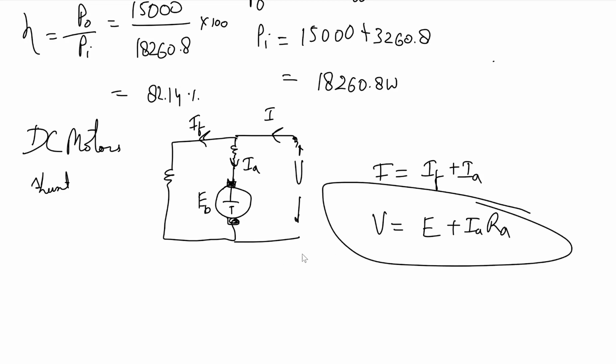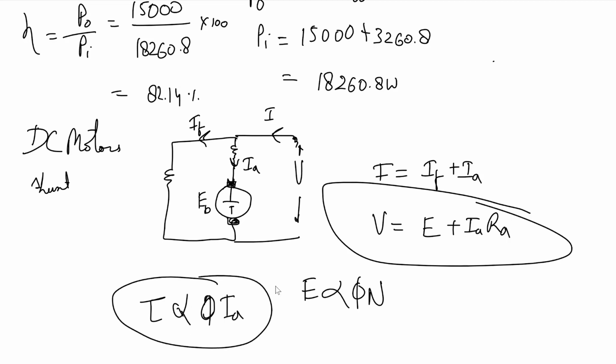The back EMF E is directly proportional to phi into N, same thing. And the torque the machine produces can be written as torque being directly proportional to phi into IA. These are the motor equations. Using these equations, we can solve motor problems. So let us see some practice problems, example problems on the motor.